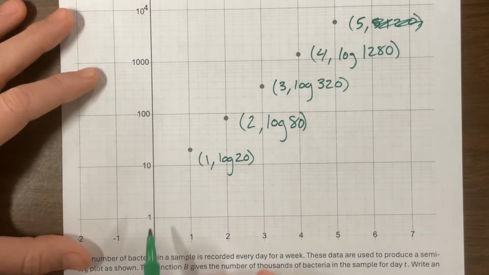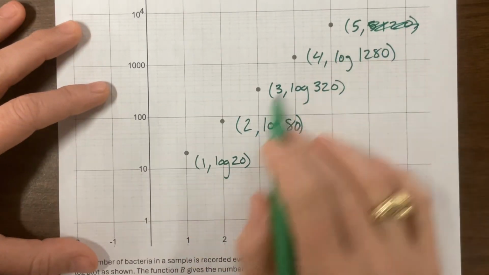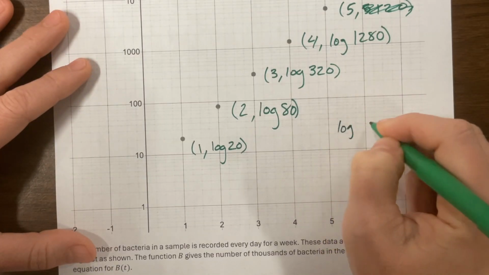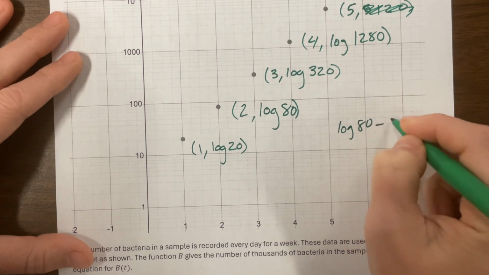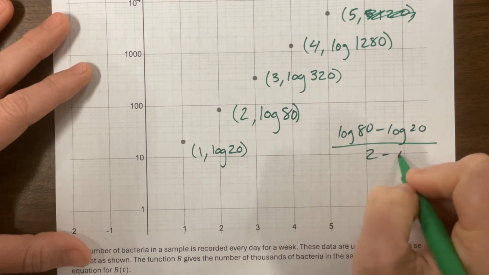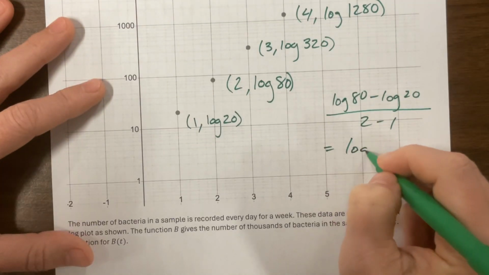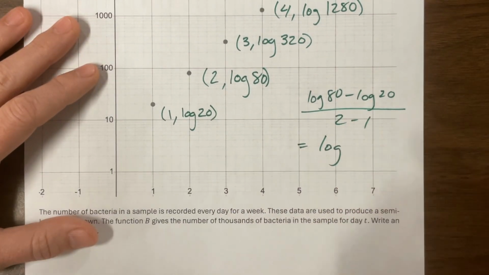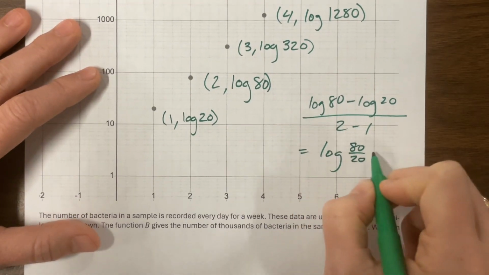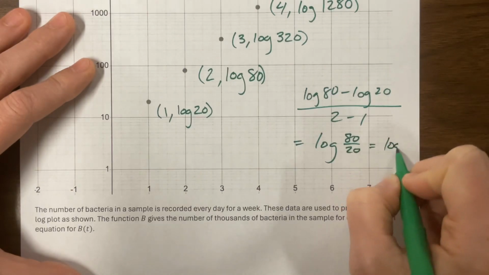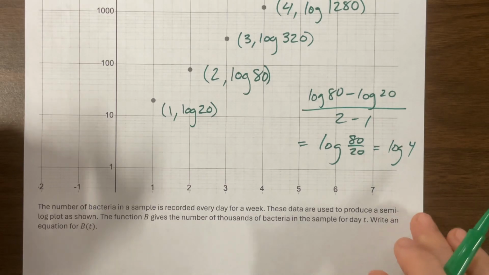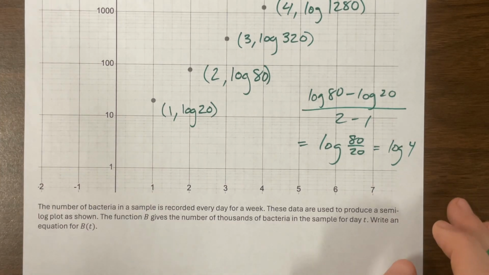What we might notice here is we can find the average rate of change of this line if we say log of 80 minus log of 20 over 2 minus 1. And so we can squish subtraction together with division. So 80 over 20, and then that's just equal to 1 on the denominator. This equals log of 4. So my average rate of change among these values is log of 4. This is where I struggle with coming up with the equation of that line.